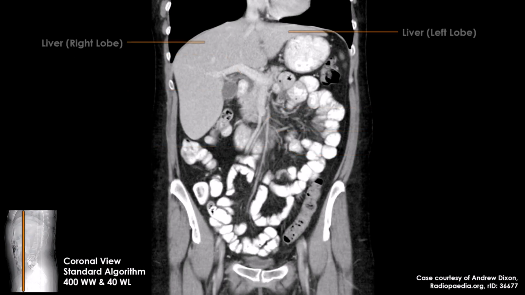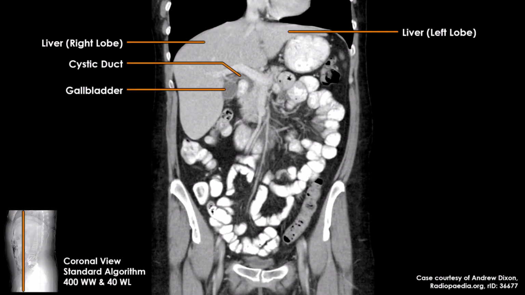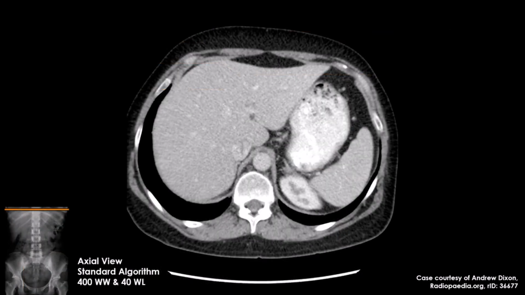Notice again the right and left lobes of the liver. On the inferior surface of the liver, we can see the neck of the gallbladder as well as the cystic duct. We can also see the portal vein entering into the liver. The portal vein immediately bifurcates into right and left hepatic portal veins. Now we'll look at an axial view of the upper abdomen.